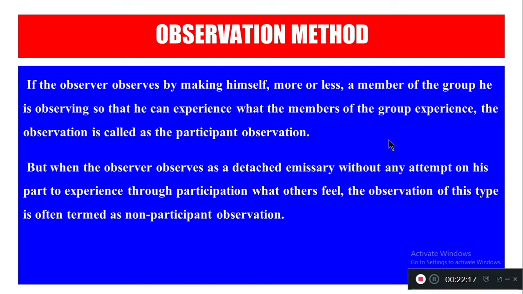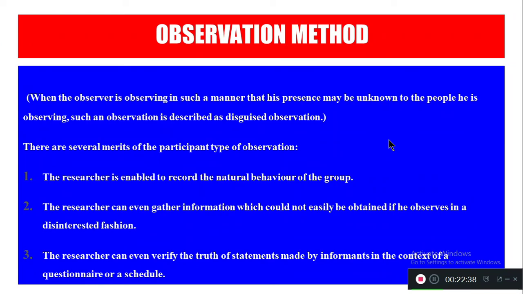Another type: I am just coming to the hostel. I am not eating the food that you are eating. I am just staying away and I just see how you eat the food and what you say about the food. So that is non-participant observation. Both are different. Okay. The next is another type of observation called disguised observation.